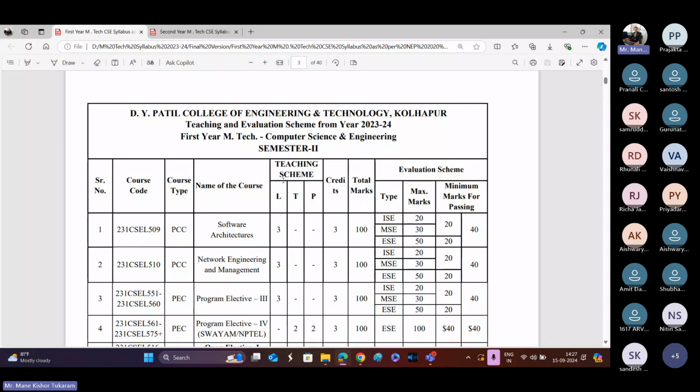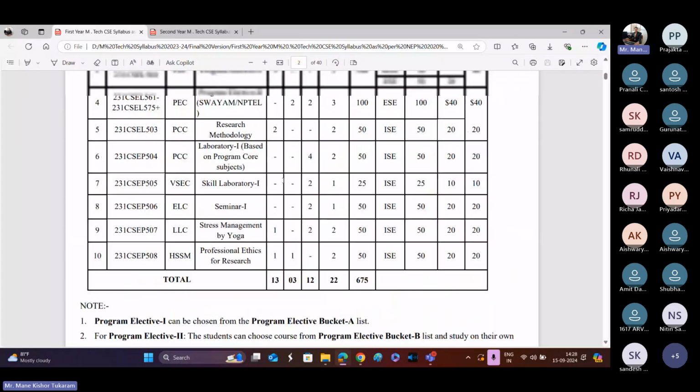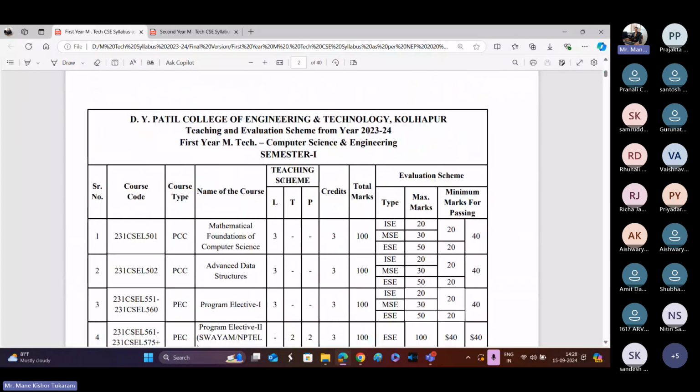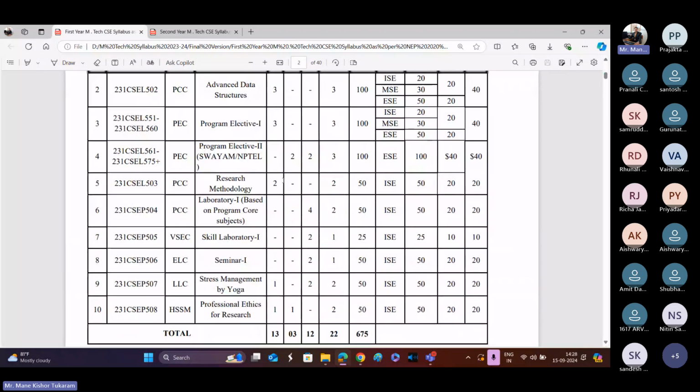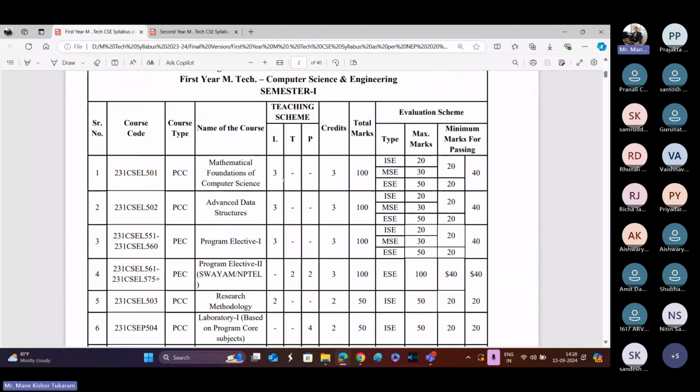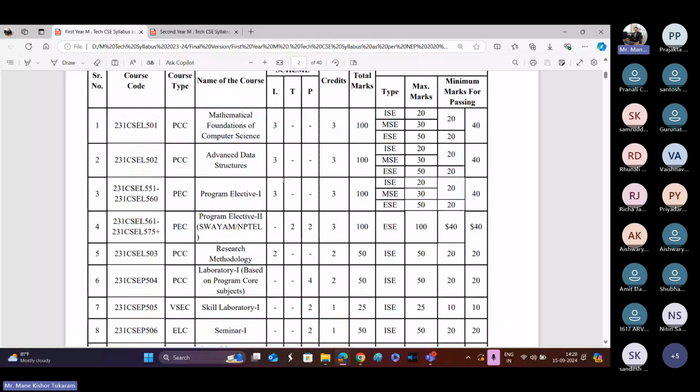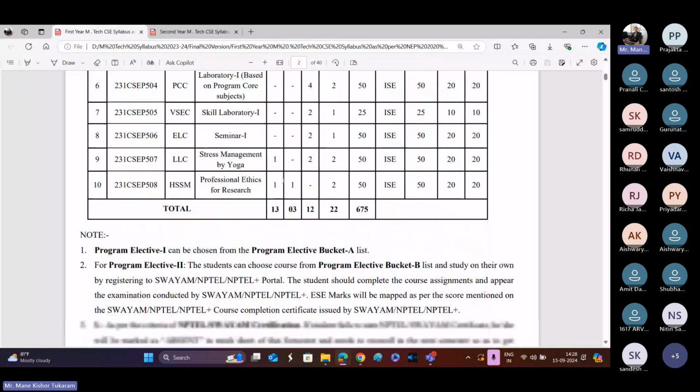So we are having only 3 subjects for first semester and 3 subjects for second semester, having the ISC, MSc and ESC pattern. Okay, so after the ending of each and every unit for each and every course, the course teacher will give the questions. So your task is just to prepare those questions, and you have to appear for the exams. Okay.